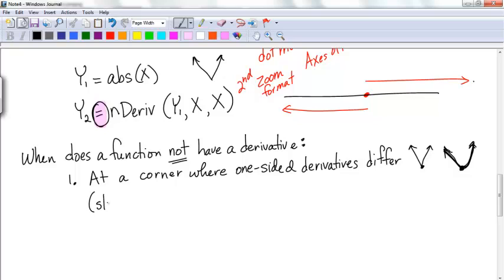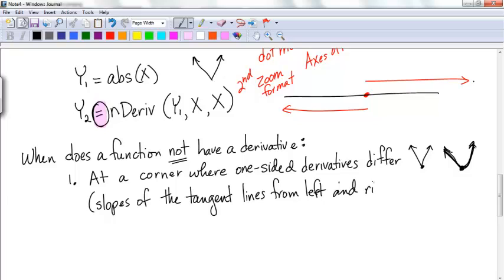Another way to say that is slopes of the tangent lines from left and right are different. So that's one time that the derivative does not exist. But the calculator may still figure an answer.